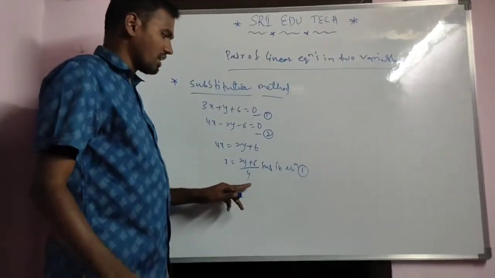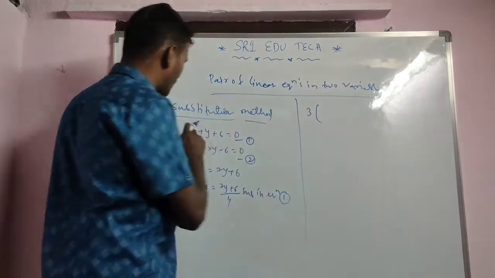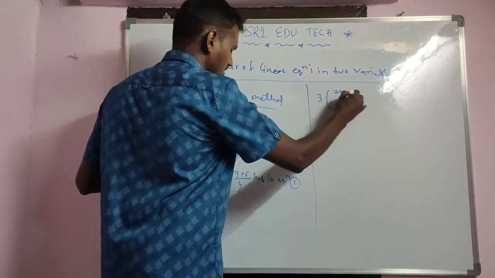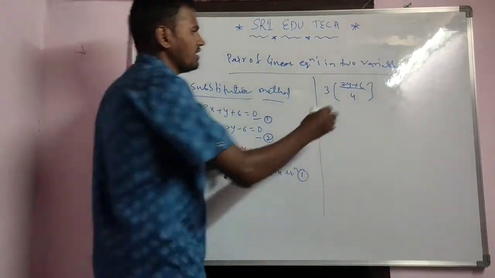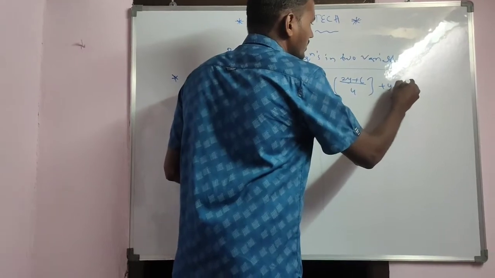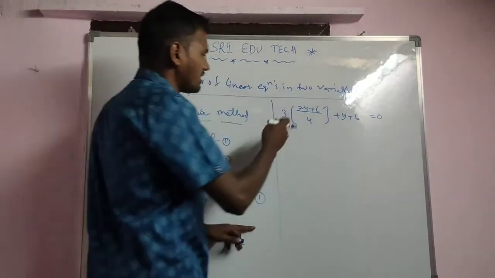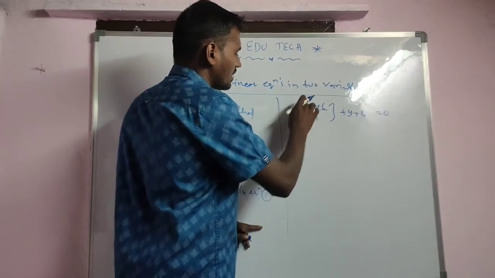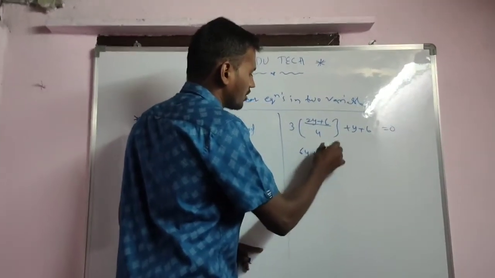Then 3 of x, where x means (2y plus 6) by 4, plus y plus 6 is equal to 0. Multiply 3 inside the bracket: 3 2s are 6y, plus 3 6s are 18.